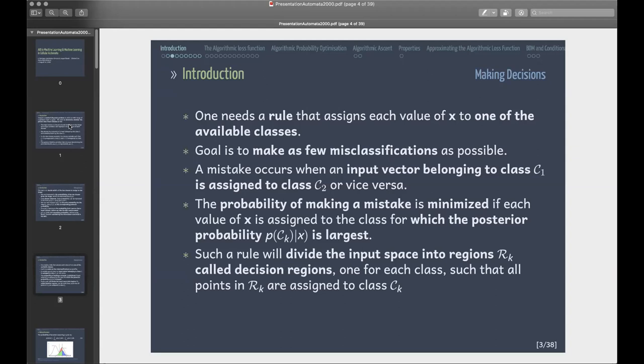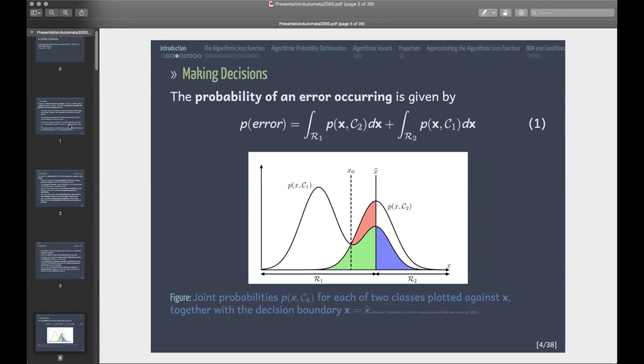Such a rule will divide the input space into two regions, which we call decision regions R_k, one for each class, such that all points in R_k are assigned to the class C_k. The probability of an error occurring is given by integrating the joint distribution of X and C1, as well as X and C2, over the regions R1 and R2.